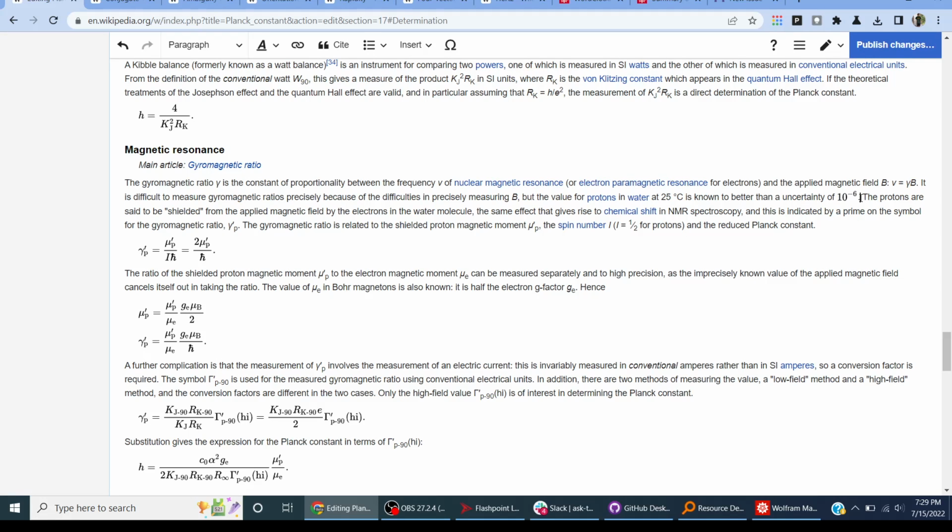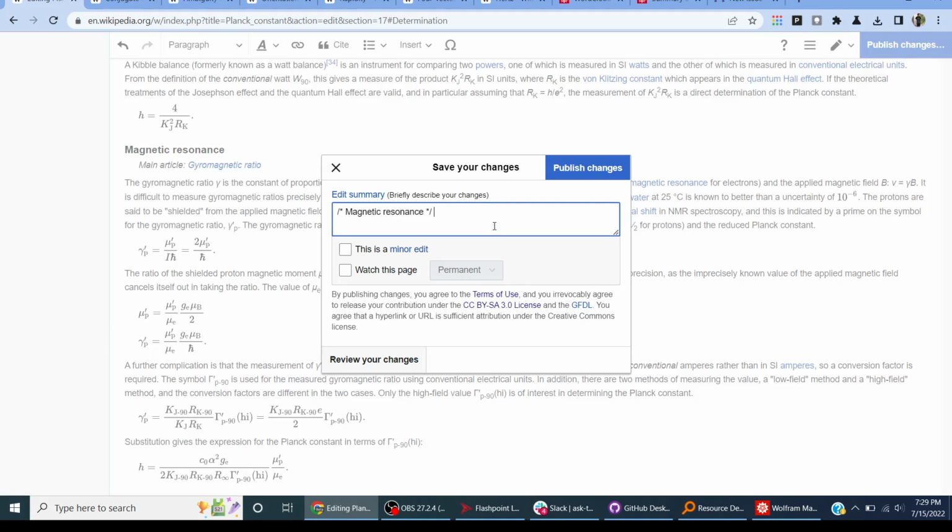Where protons are said to be shielded from the applied magnetic field by the electrons in the water molecule, the same effect that gives rise to chemical shift in NMR spectroscopy.